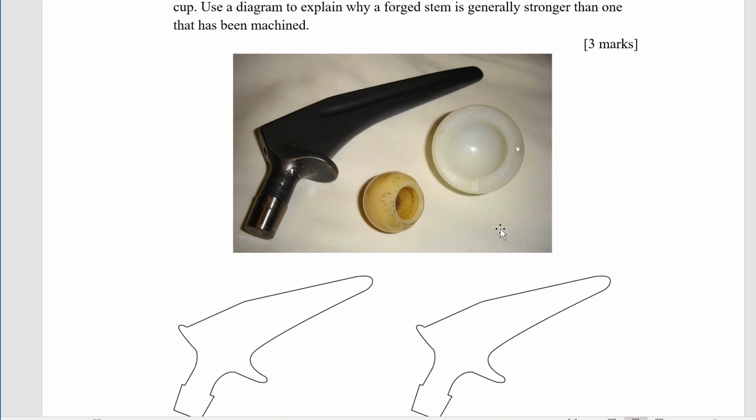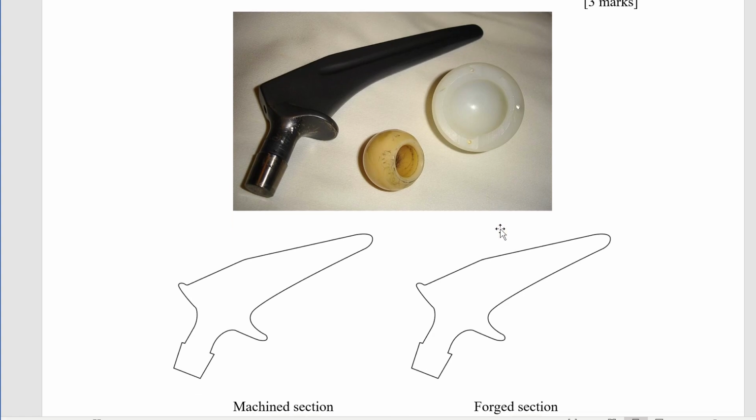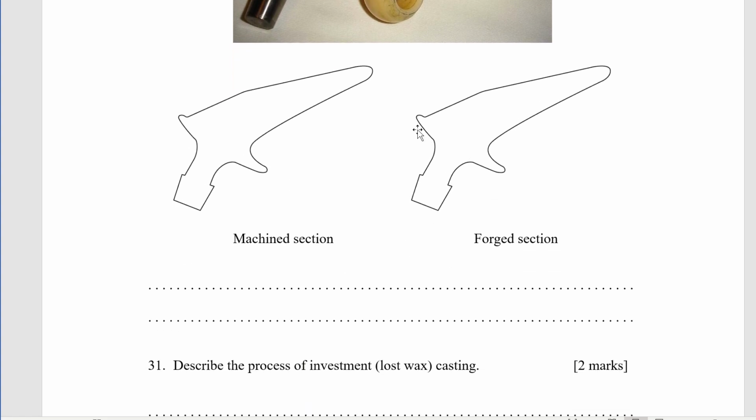Okay, the picture below shows 3 components of a hip prosthesis: ball, stem, and cup. Use the diagram to explain why a forged stem is generally stronger than one that has been machined. You should have done that when you did your engineering report. The idea is that the grain flows around the shape of the forged object. In the machined object, the lines are parallel. Forging is better because you don't have points of weakness. Those parallel lines are going to cause points of weakness here and here.